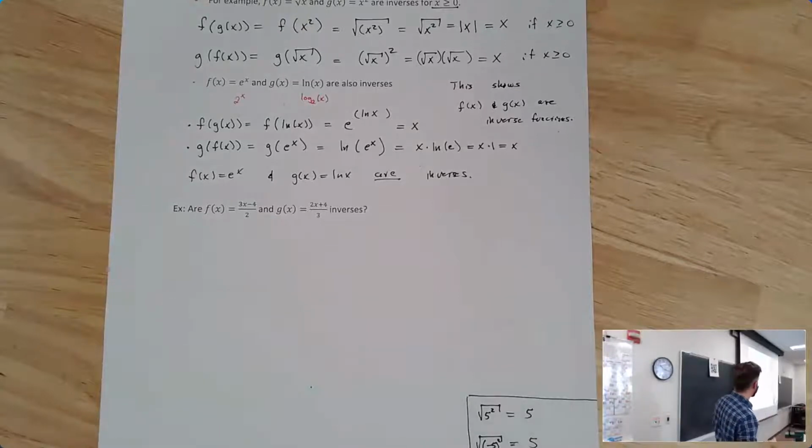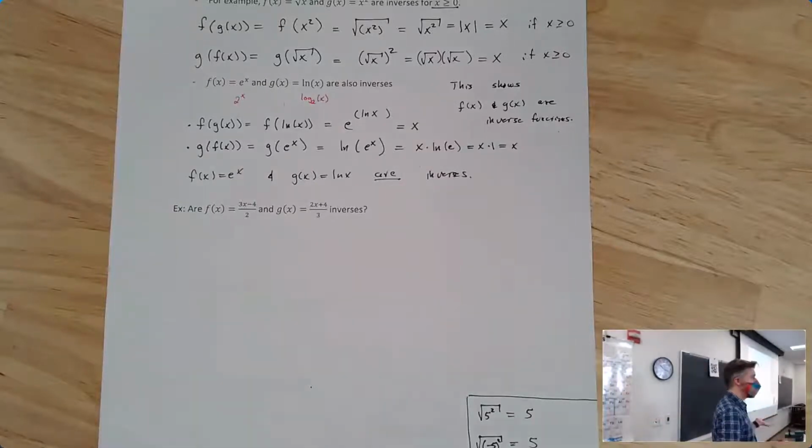So f of x, what does it do? Well, it takes x, first it multiplies by 3, then we subtract 4, then we divide by 2. g of x exactly undoes that in the opposite order. So g of x takes your x and first multiplies by 2 to undo the dividing by 2. Then it adds 4 to undo the subtracting by 4. Then it divides by 3 to undo the multiplying by 3. So these functions totally undo what the other one does.